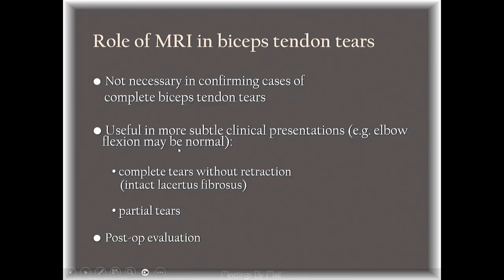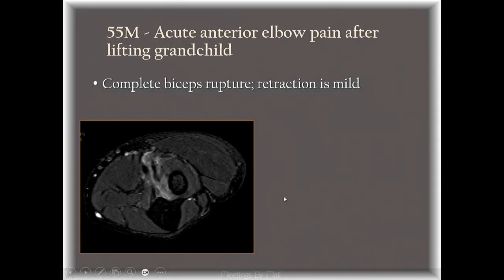What's the role of MRI? Again, not necessary in confirming cases of complete biceps tears with the typical history and the Popeye sign. It's useful in more subtle clinical presentations, again for the reasons we mentioned, and in post-op evaluation. I'll show you an example of that.